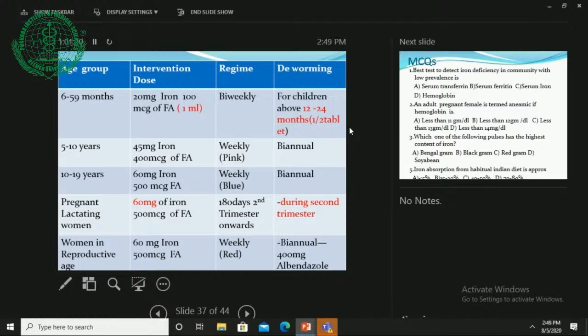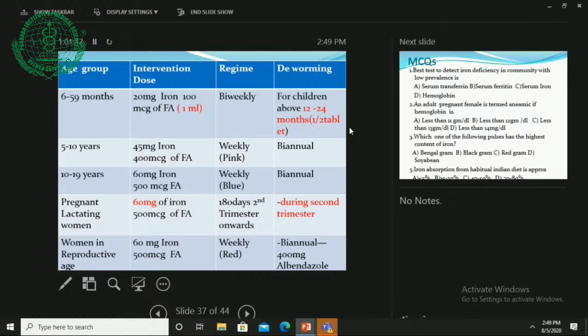Then in lactating mothers, we continue with the iron and folic acid tablets for the mothers who are lactating after delivery. We start it and you have to continue it for 180 days. For 180 days you continue with iron and folic acid tablets for the lactating mother. So for the next 6 months she will get the iron and folic acid.